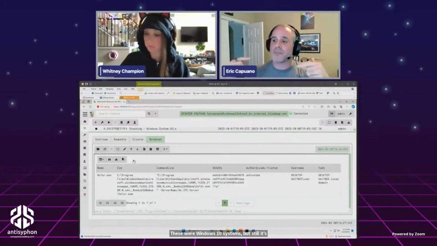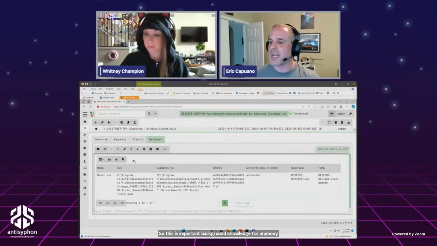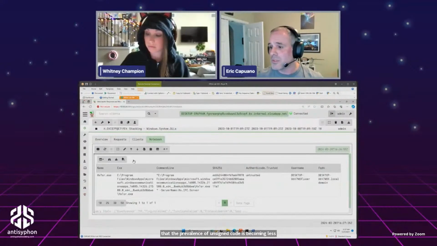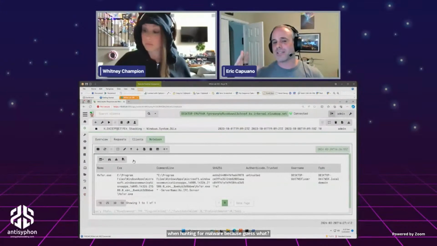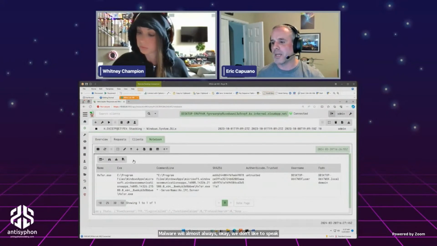So this is important background knowledge for anybody doing SOC or IR or threat hunting work: just knowing that the prevalence of unsigned code is becoming less and less, which is why we love to use it when hunting for malware. Because guess what? Malware will almost always, okay? We don't like to speak in absolutes in this business, but malware will almost always be unsigned.